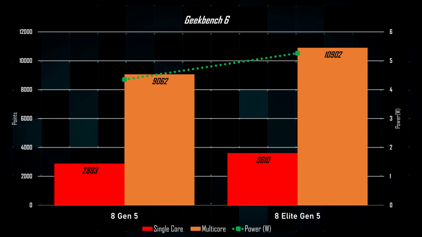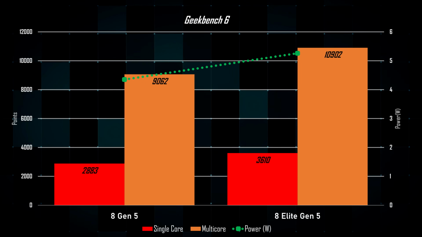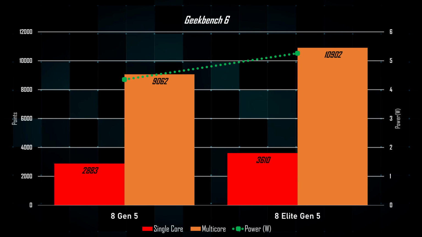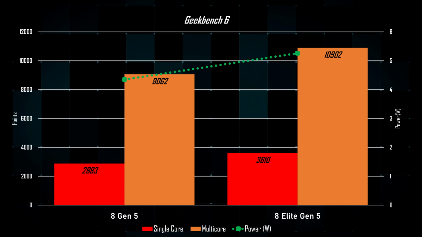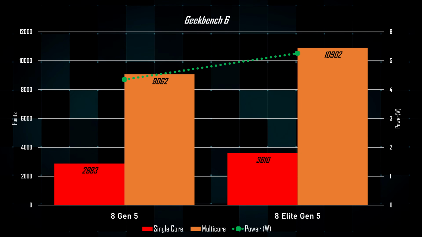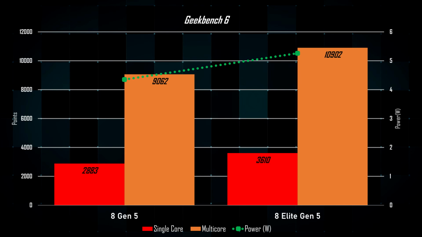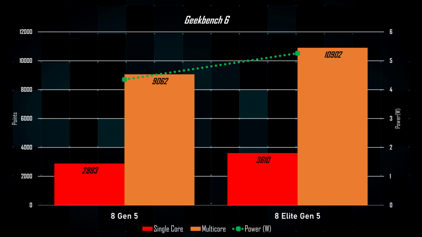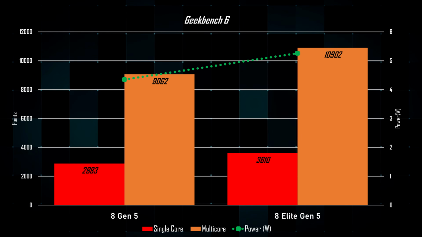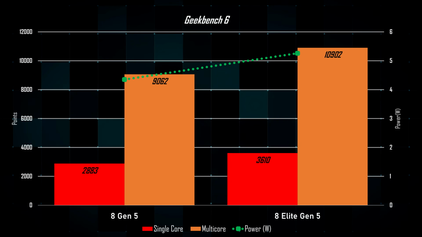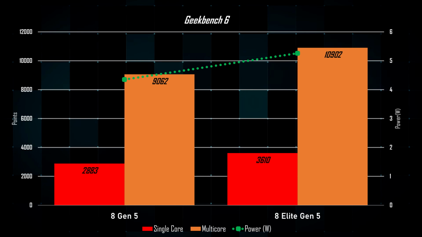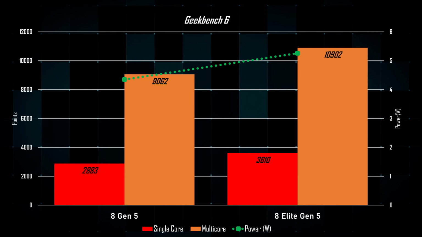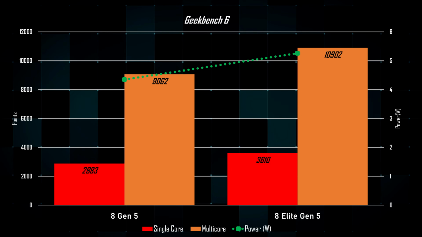When it comes to CPU performance in Geekbench 6, the 8 Elite Gen 5 features a 21% higher single-core clock speed, which results in a 25% higher single-core performance. For multi-core as well, there is around a 20% gain. Overall, in Geekbench 6, the 8 Elite Gen 5 consumed 5.26 watts of power versus the 8 Gen 5, which consumed around 4.35 watts. So there is basically no difference in efficiency in Geekbench. The 8 Elite Gen 5 consumes 21% more power and scores just about as much more, almost linearly.